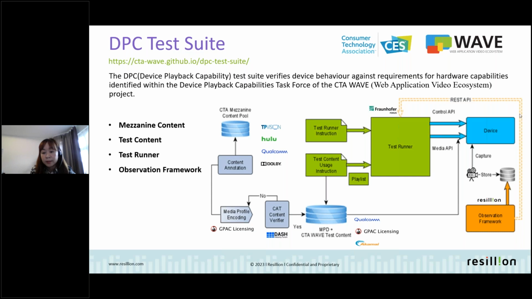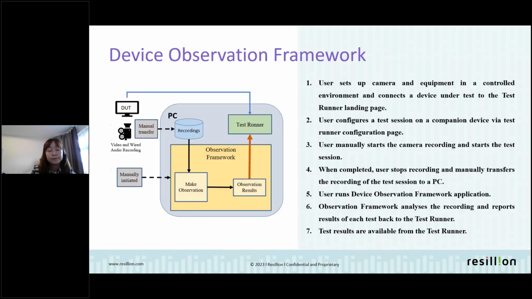Last but not least is the device observation framework. It determines a pass or fail result based on observations taken of tests which are run on the device by the test runner. Now I'm going to cover a little bit more about the device observation framework, including how to use it.